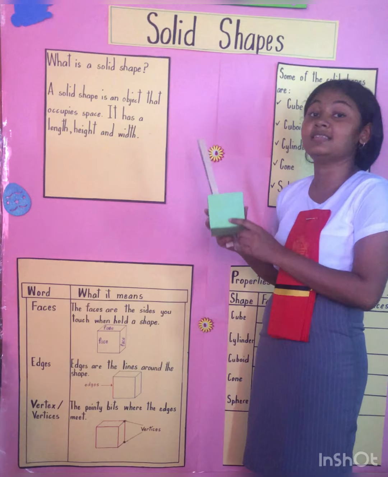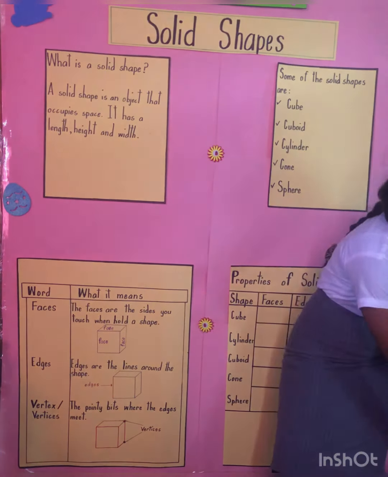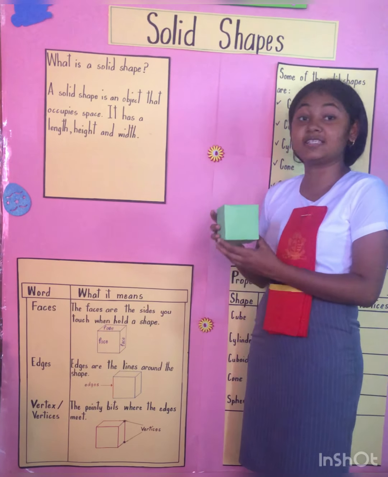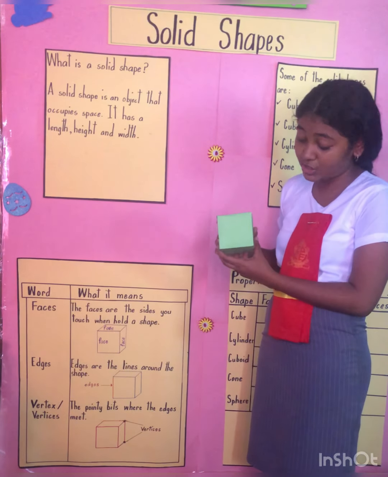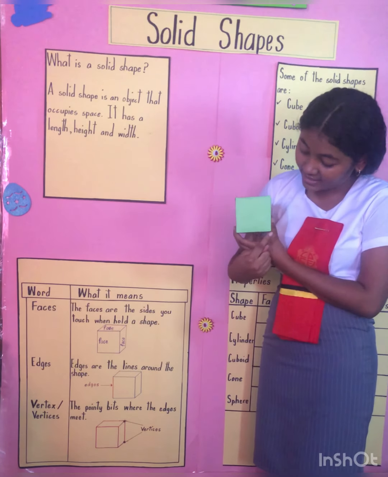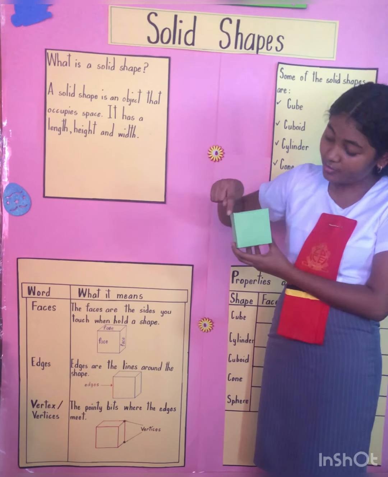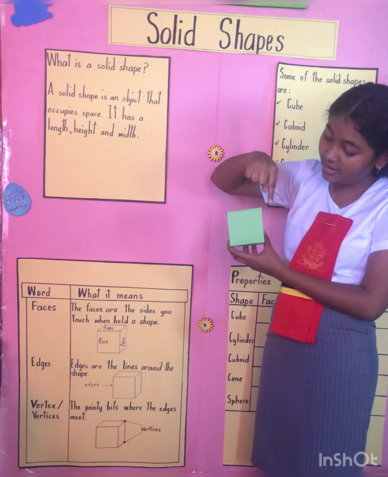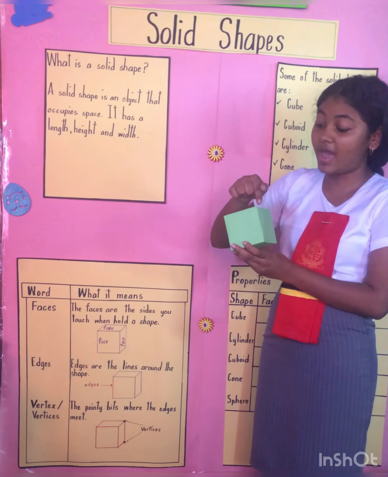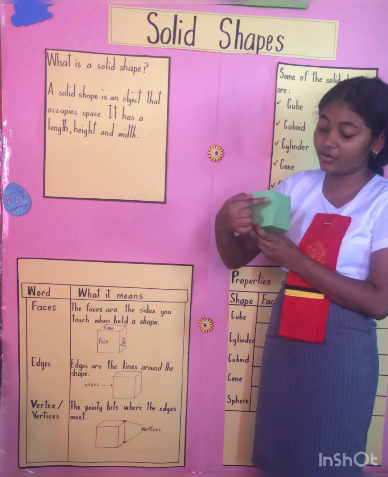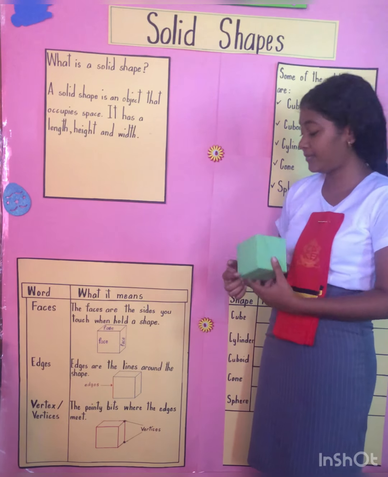So let us identify the edges on this cube. So the definition says it's the lines around the shape. So let's look for the lines around the shape here. So we have a line here, we have one going up, we have another one here, and we have one here. So those are the edges. So edges are all over on this shape, right? They are the lines around the shape.